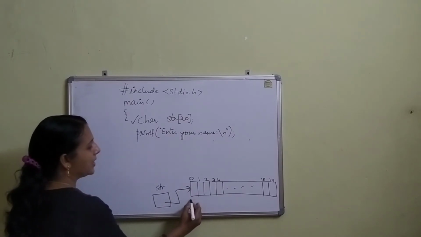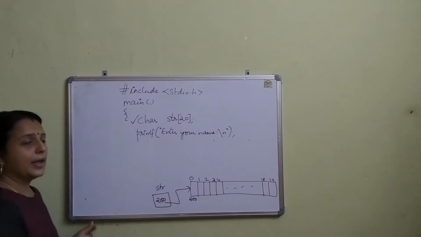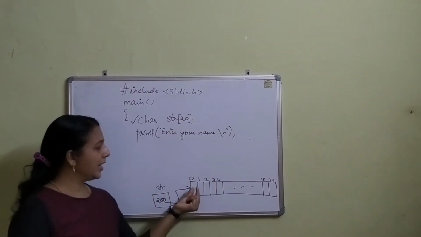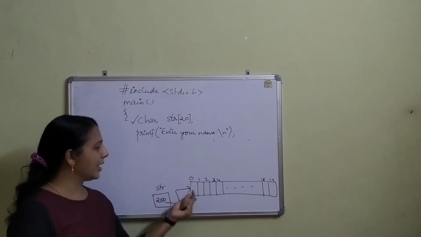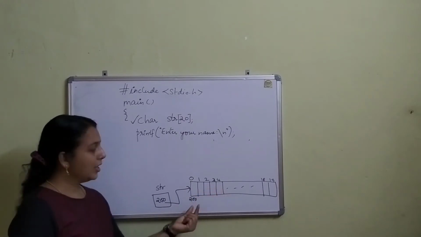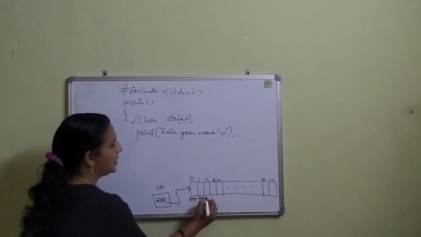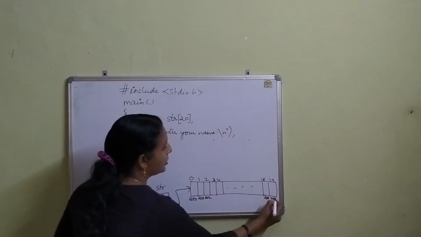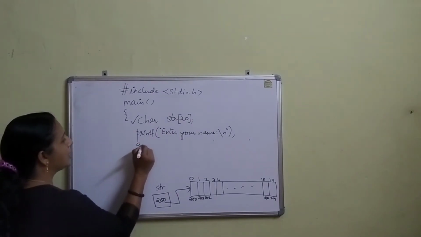Suppose the base address is 200, then it will be holding the value 200, and one by one it will be reading the characters from the user side, and it will be storing that character into this array one by one. So the first address is 200, the second address will be 201, the next will be 202 like that, and this will be 218, and this will be 219. Okay, so let us see how gets is used.